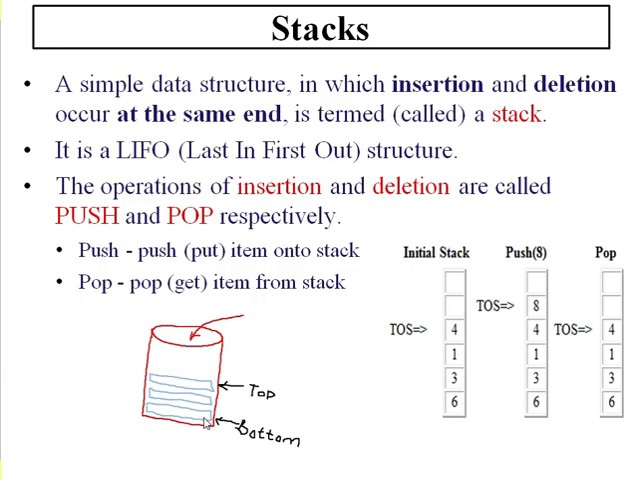When we are removing or popping an item from the stack, the first item that will be removed is the one that was added last. That is the last in, first out. The item that is last added on the top of the stack will be removed first, and the item that is added first will be removed last.